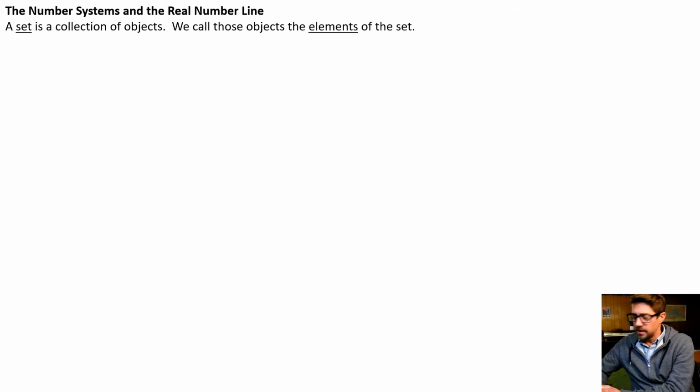The word set is very all-encompassing. A set is a collection of objects. So it's a bag of stuff. And those objects can really be anything. We're more concerned with sets of numbers, this being a math class, but they don't have to be. They can be letters or colors or shapes or whatever. We call those objects the elements of the set. So the stuff inside the bag is the elements of the set.